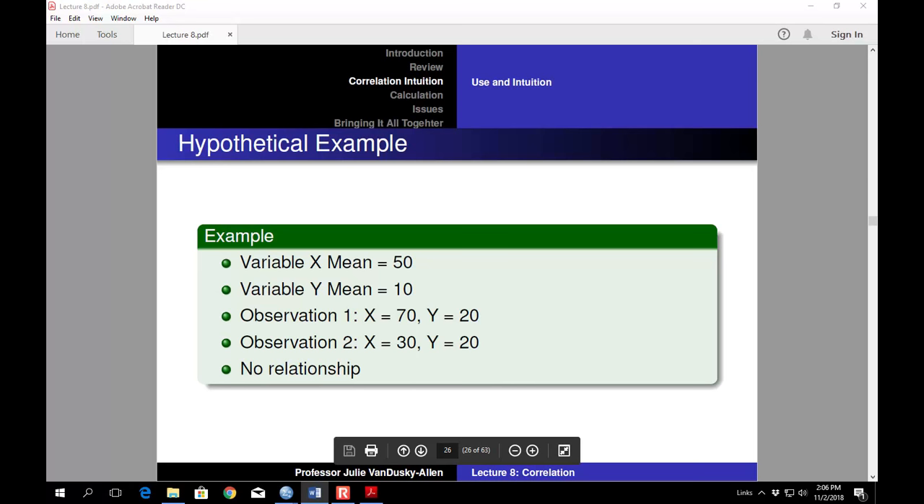Next, consider the following variables, variable x and variable y. The mean of variable x is 50 and the mean of variable y is 10. In observation 1, x is 70 above the mean of x and y is 20 above the mean of y. For observation 2, x is 30 below the mean of x and y is 20 above the mean of y. This implies that there is no relationship between x and y. There is no consistent pattern in how each individual observation deviates from the means of x and y.